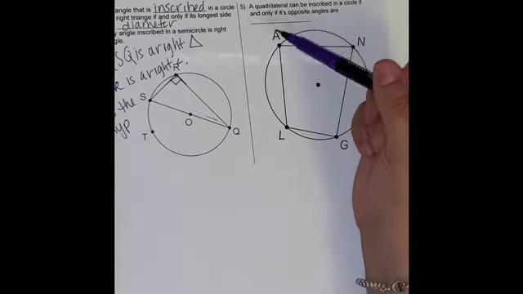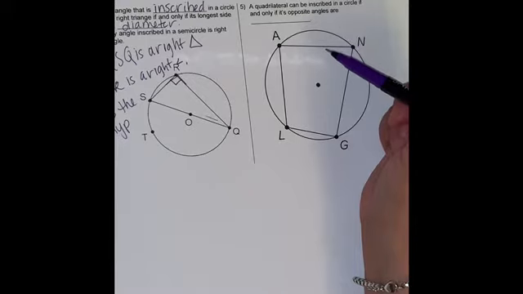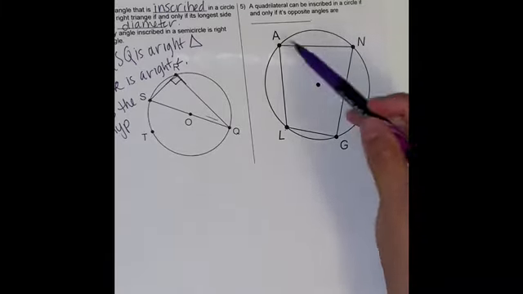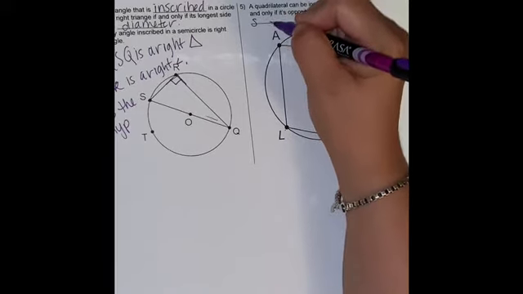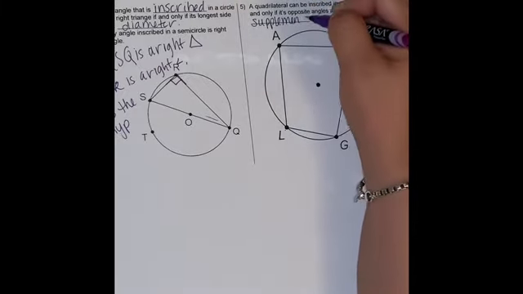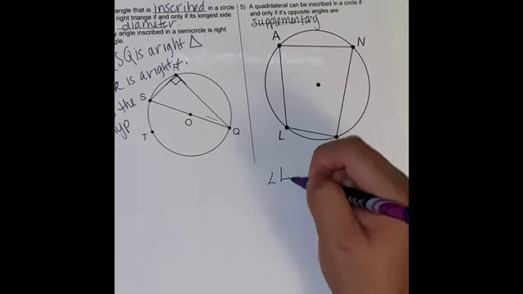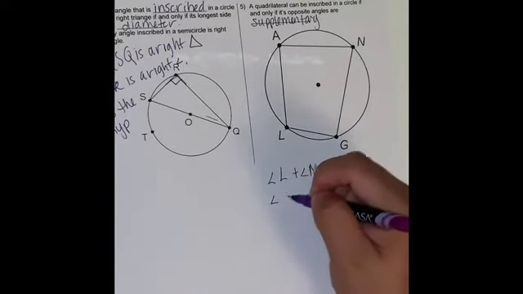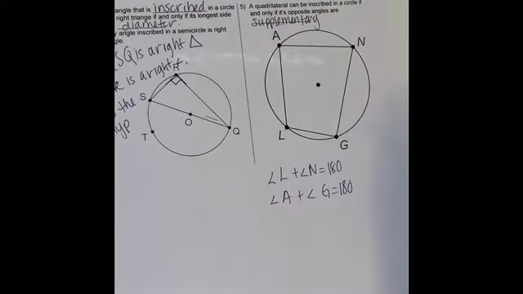Now, looking at the last theorem, a quadrilateral can be inscribed in a circle if and only if its opposite angles are supplementary. These two are opposite angles, which means if I add them together, I get a supplementary angle, which is 180. So we're saying that angle L plus angle N equals 180, and angle A plus angle G equals 180.